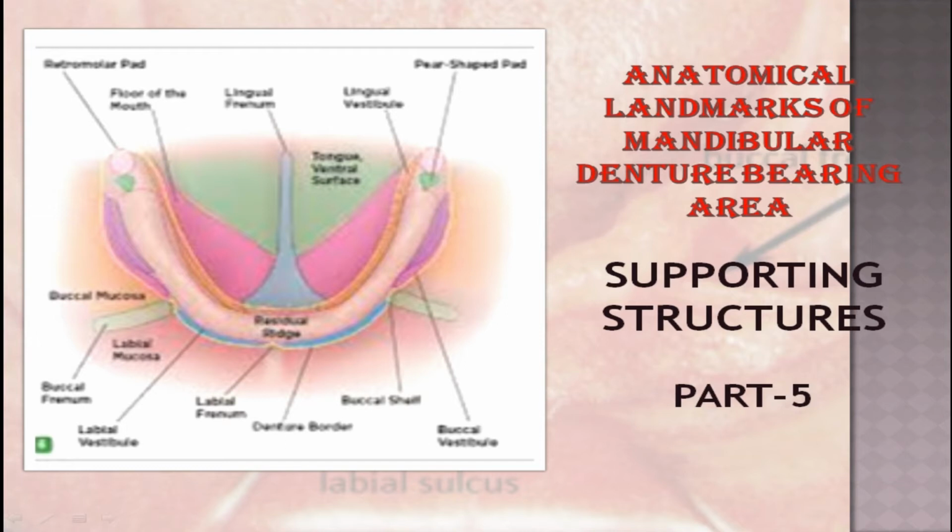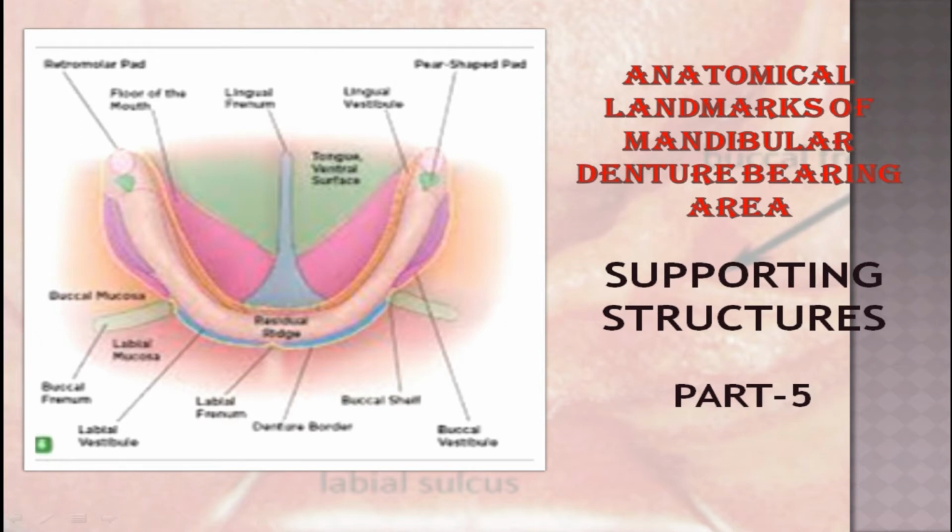In the last four parts, I have covered the anatomical landmarks of the maxillary arch and the limiting structures of the mandibular arch. In this part, I'll be talking about the supporting structures of the mandibular arch.